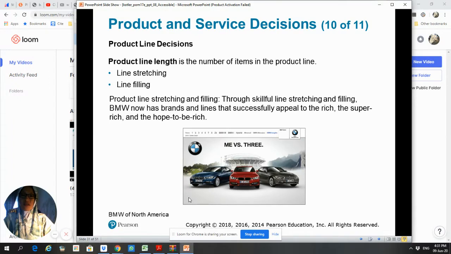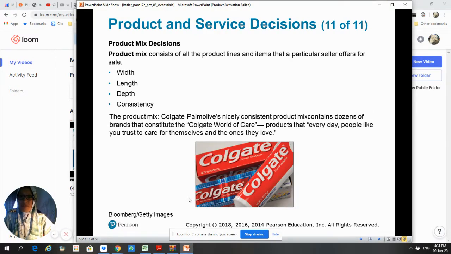And then product mix decisions can have four types of decisions in terms of width, length, depth, and consistency. Product mix means that, let's say here, for example, Colgate. So many types of Colgate. Another example, Sensodyne. For sensitive gum, sensitive teeth, and then for smokers, for cavity, for bad breath, for whitening, for cool and fresh or whatever. Right? So that's the width.